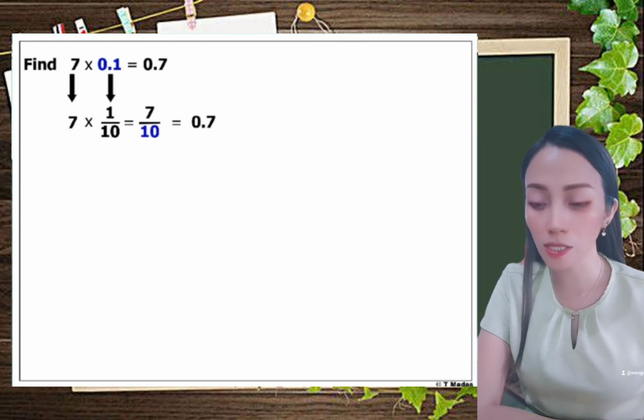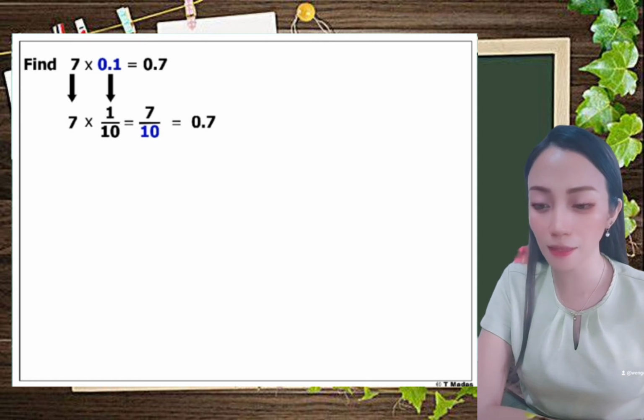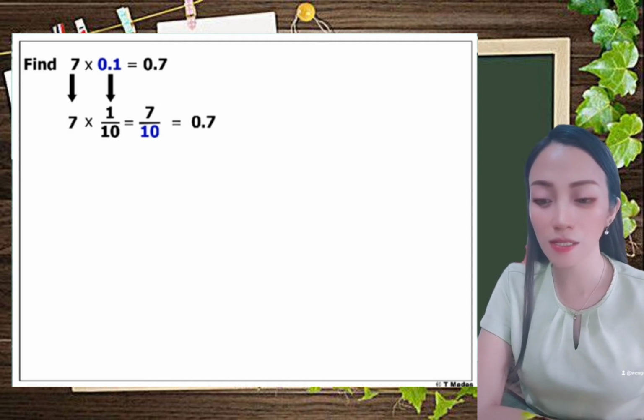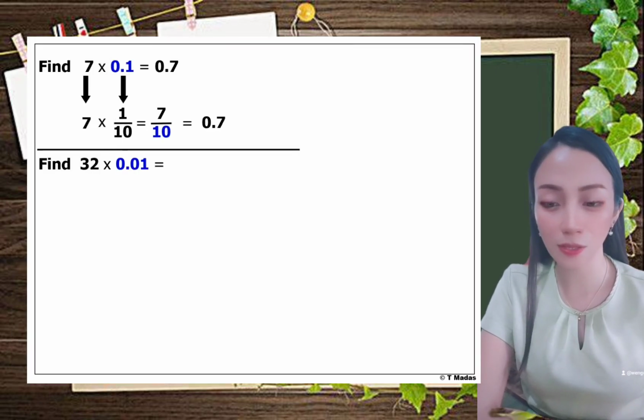The 0.1 is equal to 1 over 10. Let us now simplify. So, that will become 7 times 1 is 7. Then, copy 10. So, the answer is 0.7. Let us now compare. 7 times 0.1 is 0.7, by using the method in expressing the decimal into fraction.